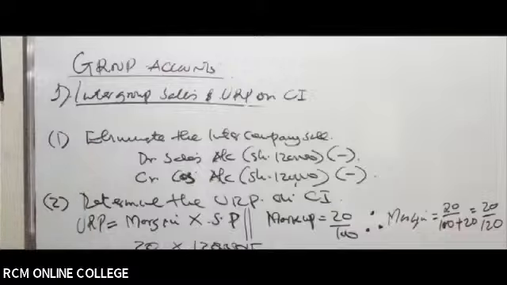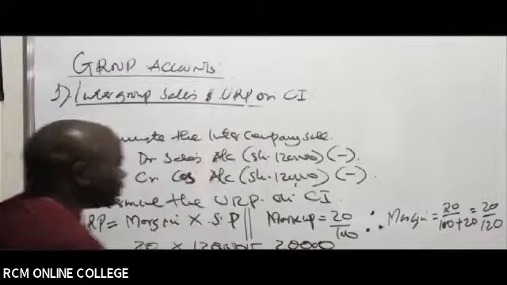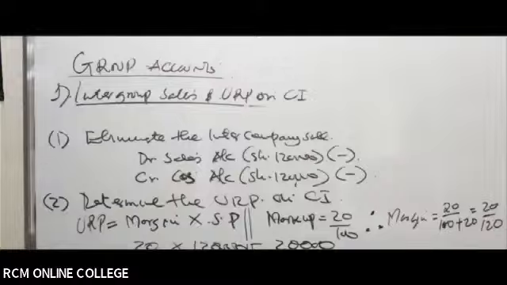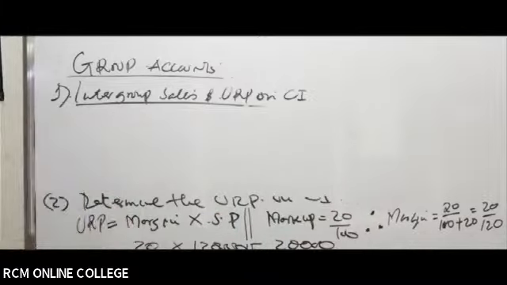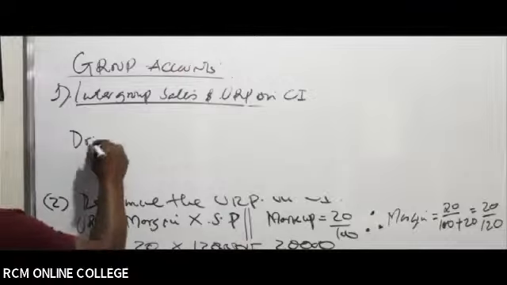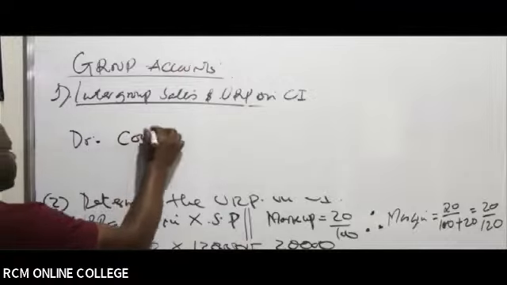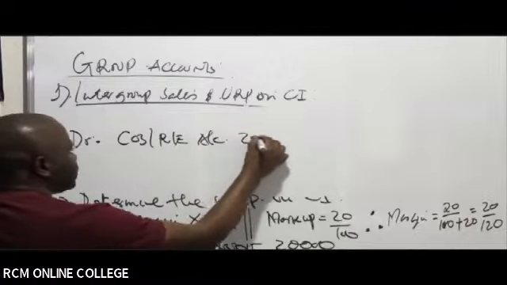You'll get 20,000 as the unrealized profit, the URP on the closing inventory. Therefore, with this one we can now account for it. We will debit the cost of sales, or in this case the retained earnings account, with an amount of 20,000.